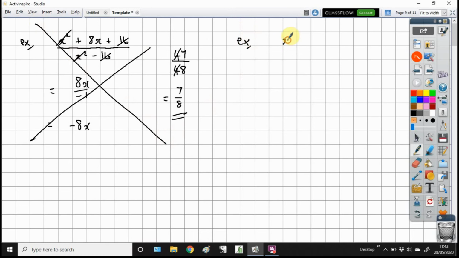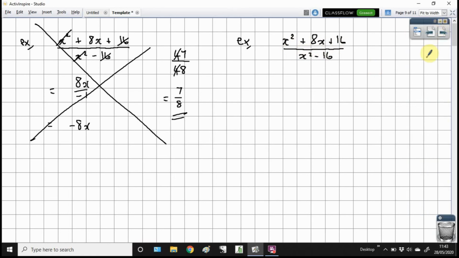So let's go back to the original example and consider what you must do. X squared plus 8x plus 16 all over x squared minus 16. And perhaps before we do this, it would be worthwhile just considering how you cancel what you might think of as a normal fraction, a numerical fraction. Let's have a look at something as easy as perhaps 4/8. Now you know as well as me that that makes a half. But why? Have you ever really thought about why it makes a half?